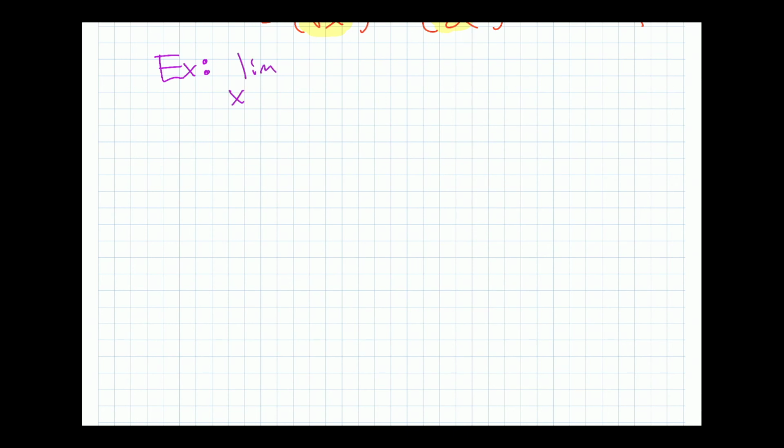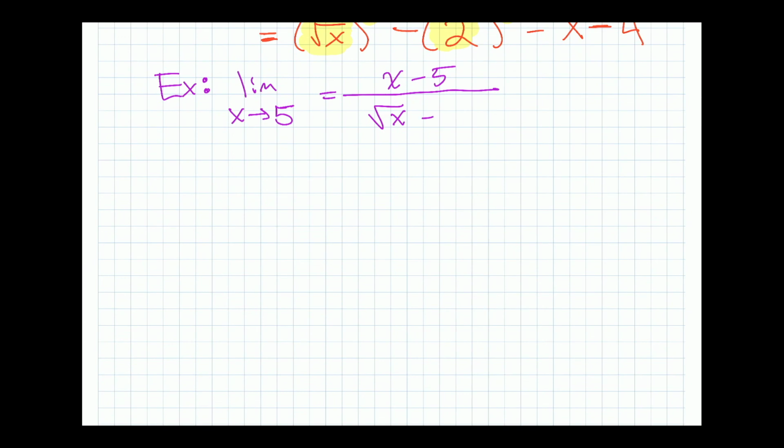We're going to do the limit as x goes to 5 of, what am I going to go? Okay, let's go x minus 5 on top, and on bottom, let us go square root x minus square root 5.